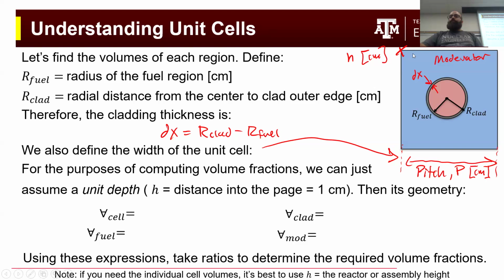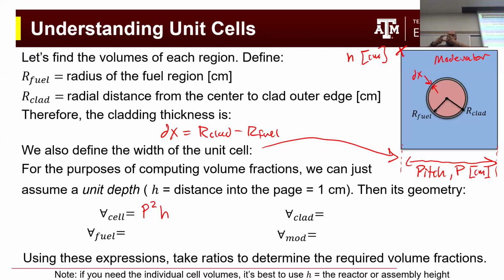So if my unit cell is a square with a width of p and then it goes a depth h into the page, what would be the volume of the full cell? Perfect. Yeah, it's going to be the area of that square, which would be p squared, and then we also multiply by h to turn it into a volume.